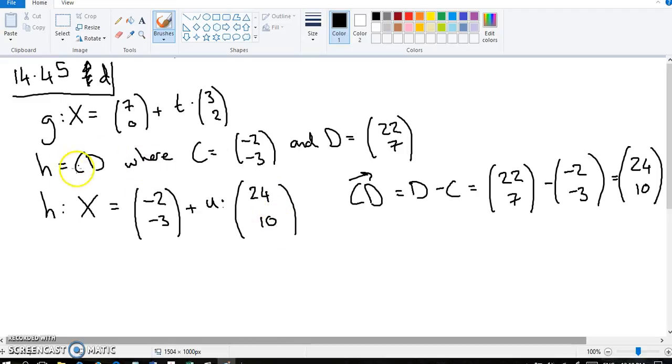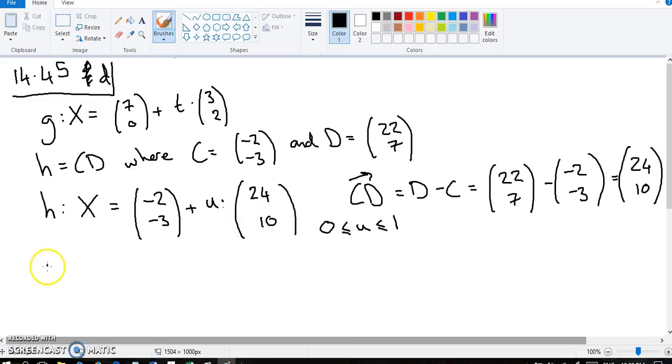And in this case, because H is just this line segment, I have restrictions on the parameter u. If I start at C, I can travel as far along this line until I get to D. And this direction vector is what would get me from C to D. So in this case, u has to be between 0 and 1. When u is 0, I'm at point C. When u is 1, I'm at point D. And so then I can go between those two points, but no further.